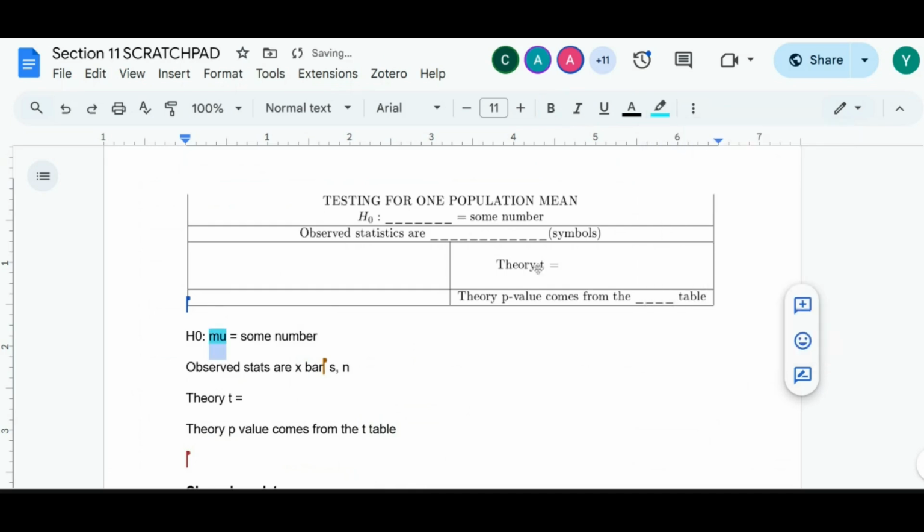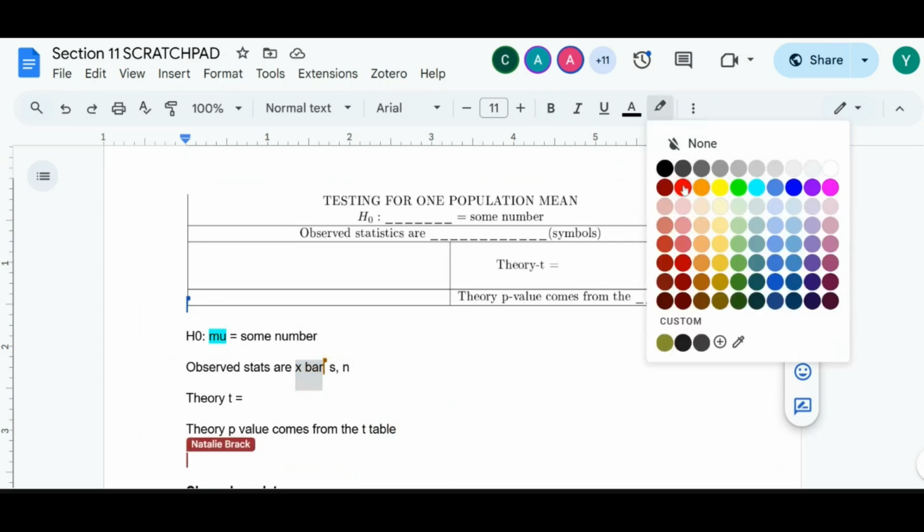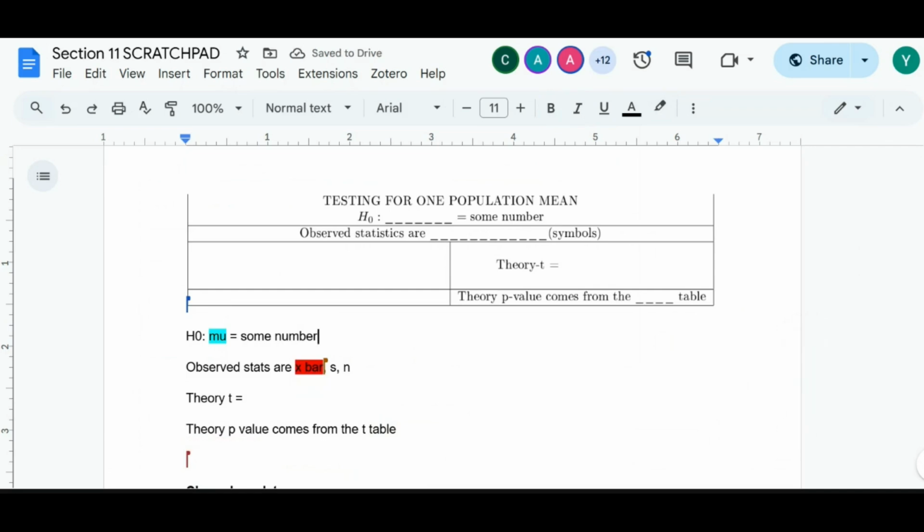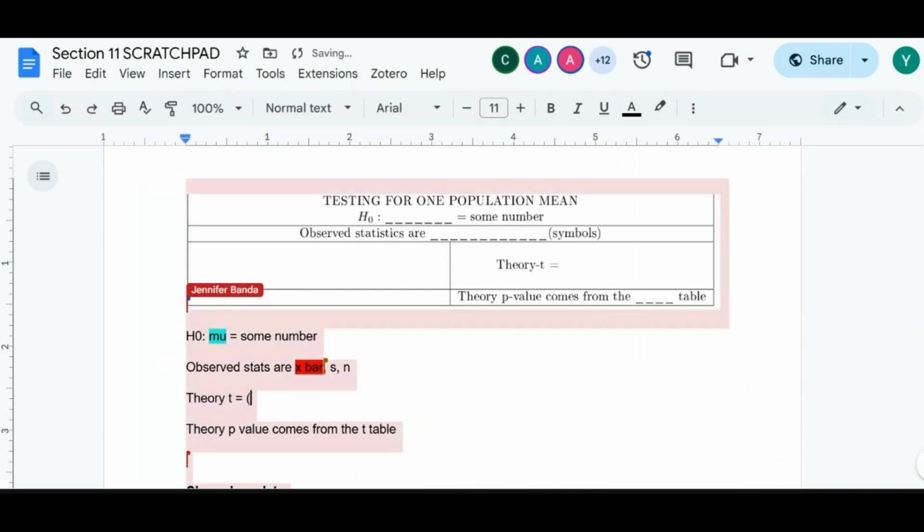Good. What do I color x bar? Is it something you observed? I mean, the word observed is already there. So red. X bar should be red. Okay. What's the formula for theory T? You can just quote. I want you to type it out here because a lot of math comes from writing things down or typing things down.